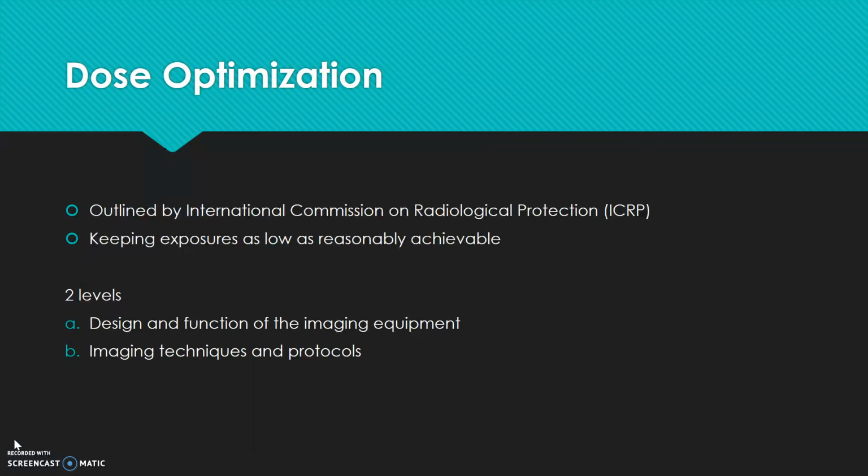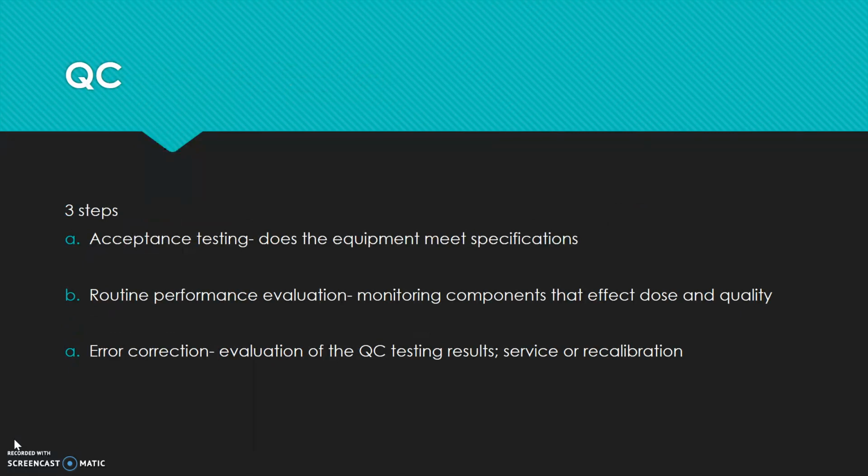Dose optimization is outlined by the International Commission on Radiologic Protection, also known as the ICRP. They work to keep exposures as low as reasonably achievable. There are two levels: design and function of the imaging equipment, and imaging techniques and protocols.